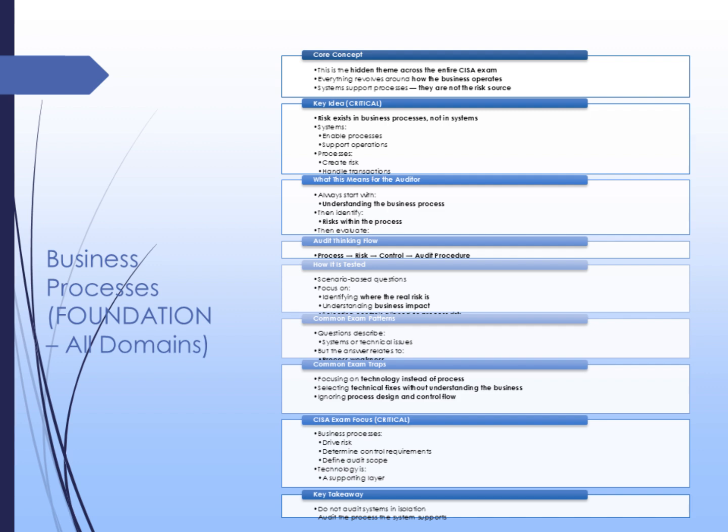Another important point is that business processes drive risk exposure, control requirements, audit scope, and compliance obligations. Technology is simply a supporting layer. The key takeaway from this slide is: do not audit systems in isolation. Audit the business process that the system supports. That business-focused mindset is one of the strongest foundations for success in the CISA exam.